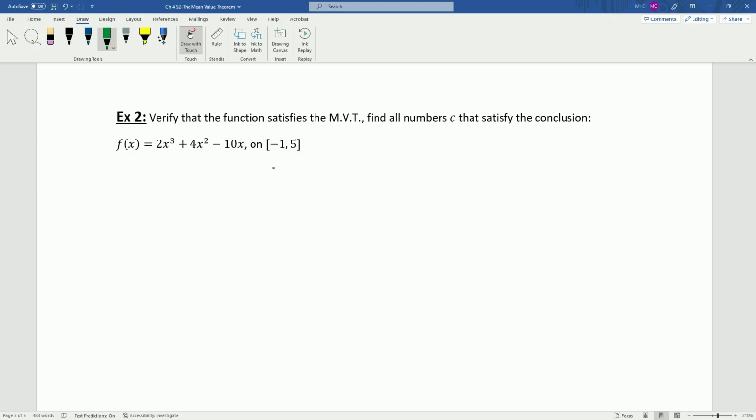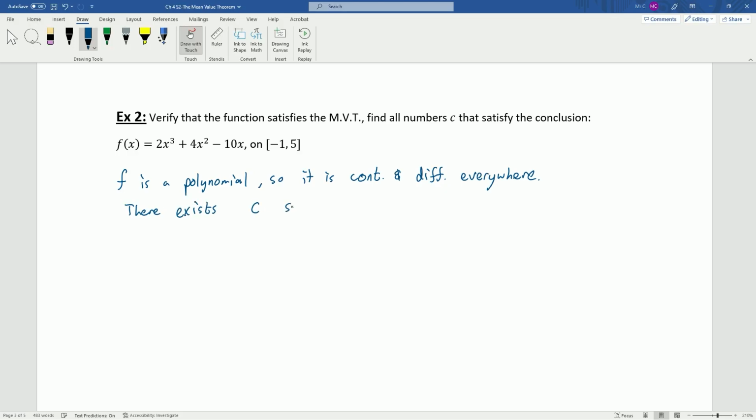Okay, so mean value theorem. Well, what are the conditions? It's got to be continuous and differentiable. But f is a polynomial. So it is continuous and differentiable everywhere. Okay, well, that part's easy enough. So that tells us that there exists a c such that f prime of c equals f of 5 minus f of -1 over 5 minus -1.